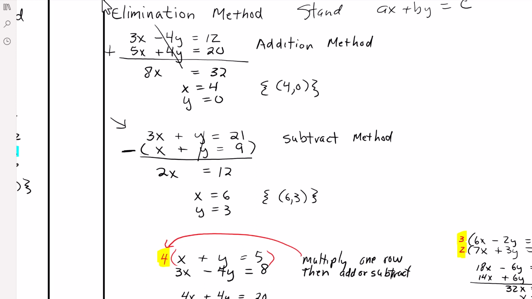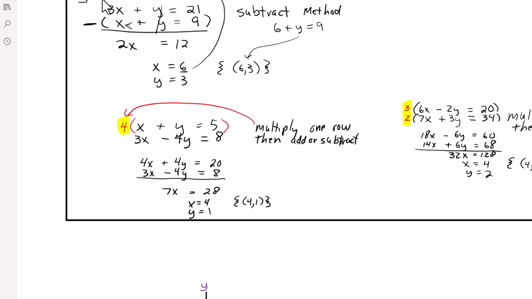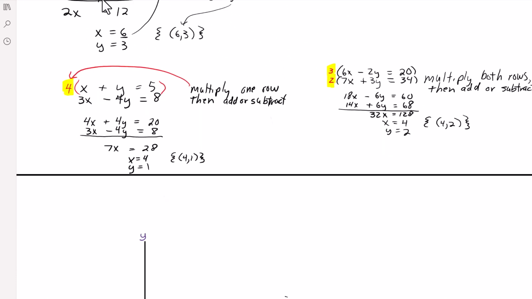Then solve for x, and once you know what x is, you plug it in. I would plug it into right there. So 6 plus y is equal to 9. Well, y is equal to 3. Okay, then you may have to multiply one or both rows. In this example right here, since we've got a negative 4y, and the x's are both positive, but the y's are opposites.